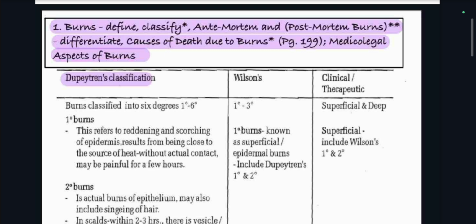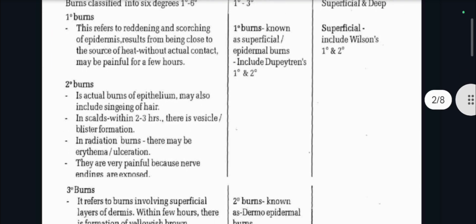So what are primary burns? This refers to reddening and scorching of epidermis, results from being close to the source of heat without the actual contact. It may be painful for few hours. So what are primary burns? These are nothing but reddening and scorching of epidermis. It results from being close to the source of heat without the actual contact, and it may be painful for few hours.